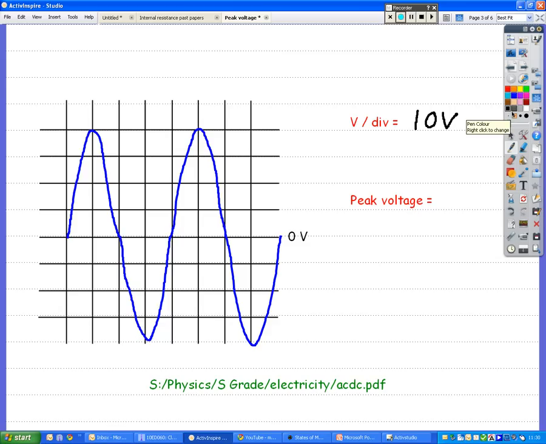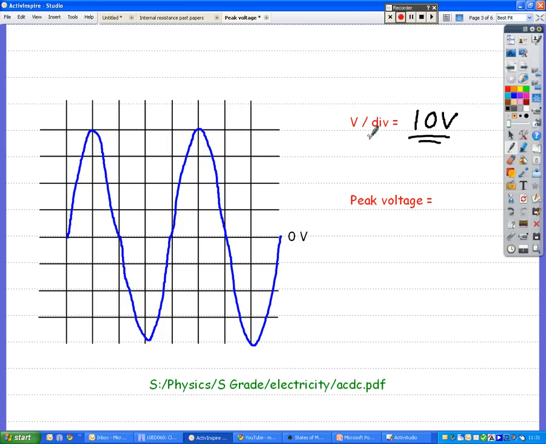We're told what the volts per division is. So we've got 10 volts per division. So remember that 10 volts per division means 10 volts for every little box here. So one box here is 10, another is 10, and so on. So just like measuring the amplitude of a wave, like we did in telecommunications, it was half the vertical height of a wave. The peak voltage of an AC supply, as measured on an oscilloscope, is also half the vertical height. So all you need to look at is how many volts you have per division.